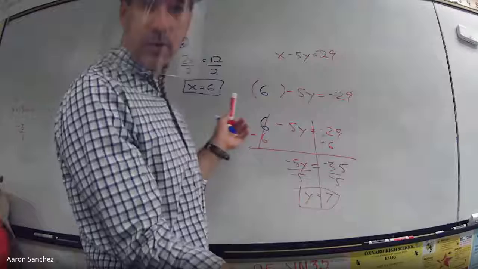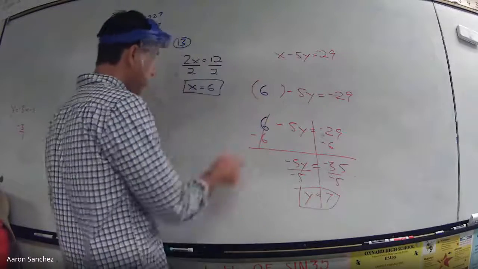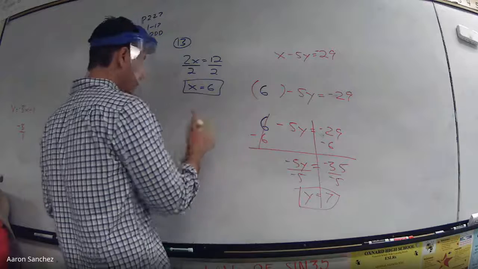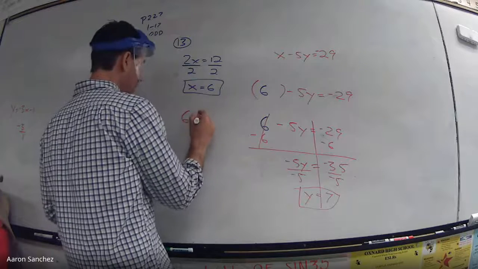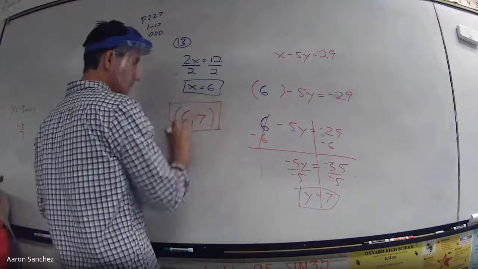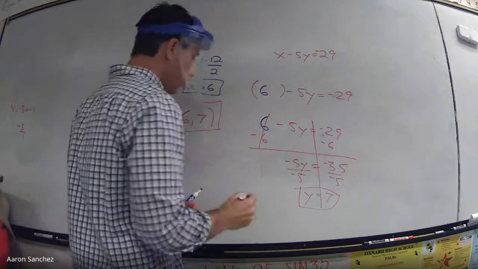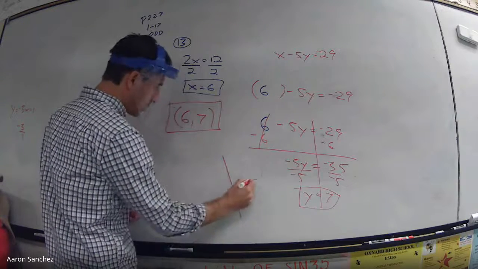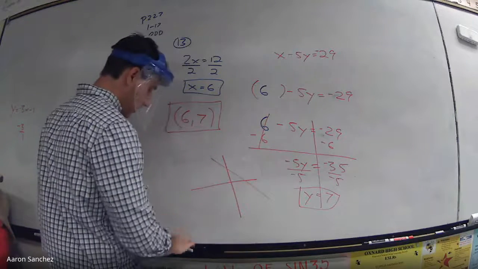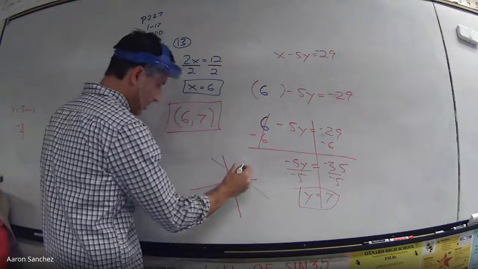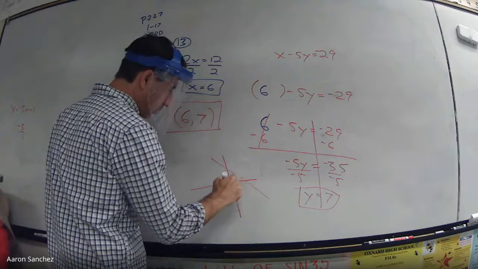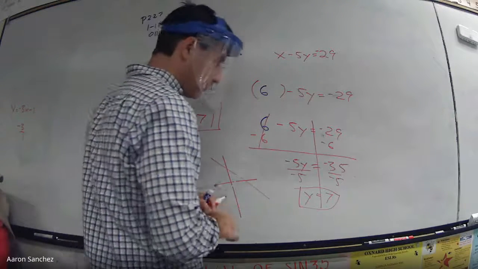So guess what? We're done. We got the solution to our system of equations. We have 6, 7. I have my x-coordinate, I have my y-coordinate, 6, 7, and that's my answer. Now remember, it might look something like this. I'll just draw a crude picture. You're going to have a line here, and a line here. And at that point, over 6, up 7 would be my point of intersection.